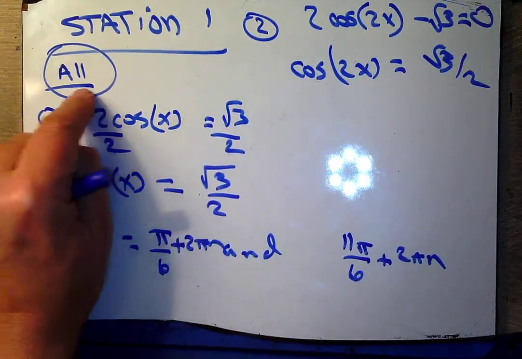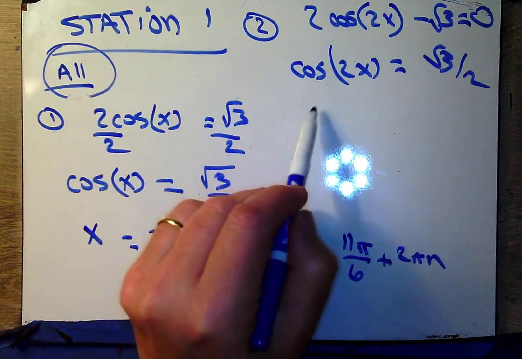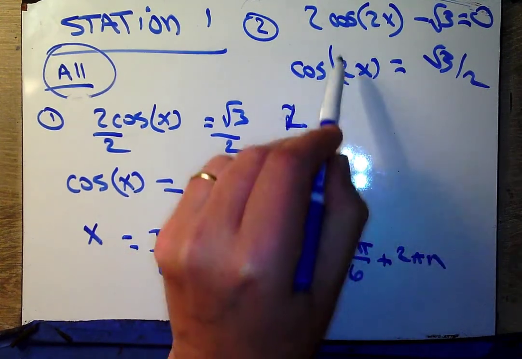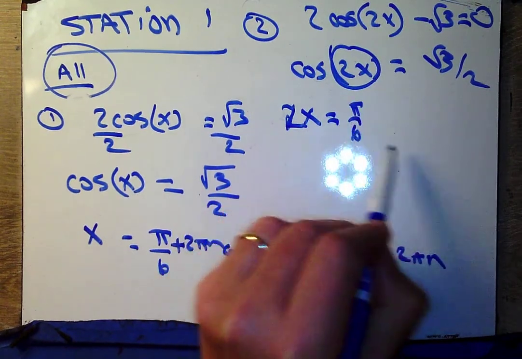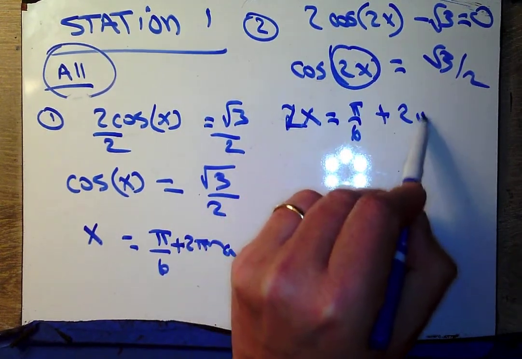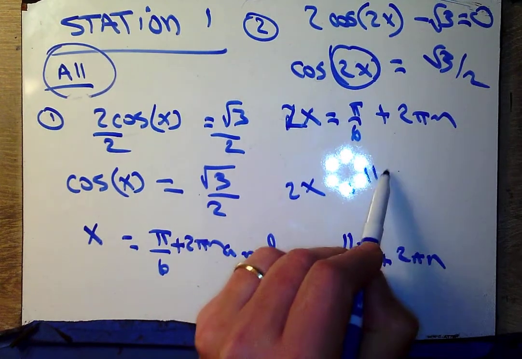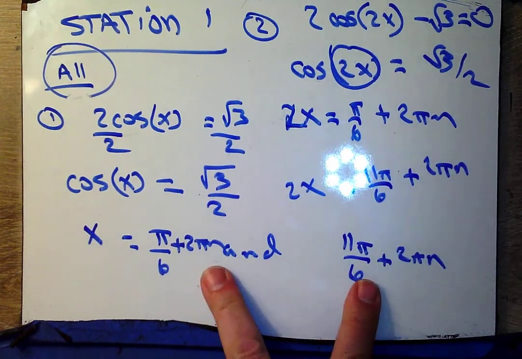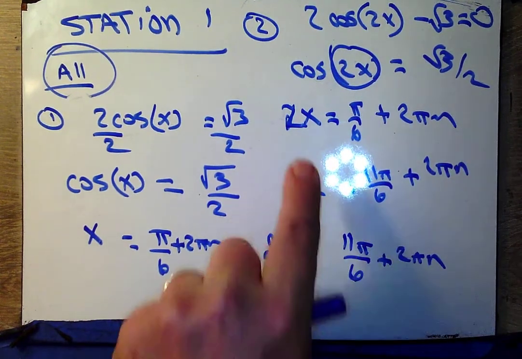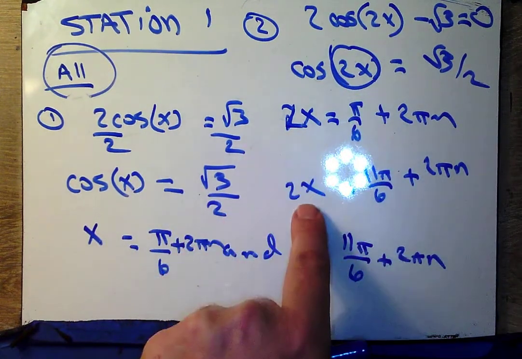Since this is all solutions, we still only need to go around once. So what are we going to have? Well, we're going to say that 2x equals pi over 6 plus 2 pi n, and 2x equals 11 pi over 6 plus 2 pi n. See, we're taking these answers, and they're not equal to x like they were over here. They're now equal to 2x.